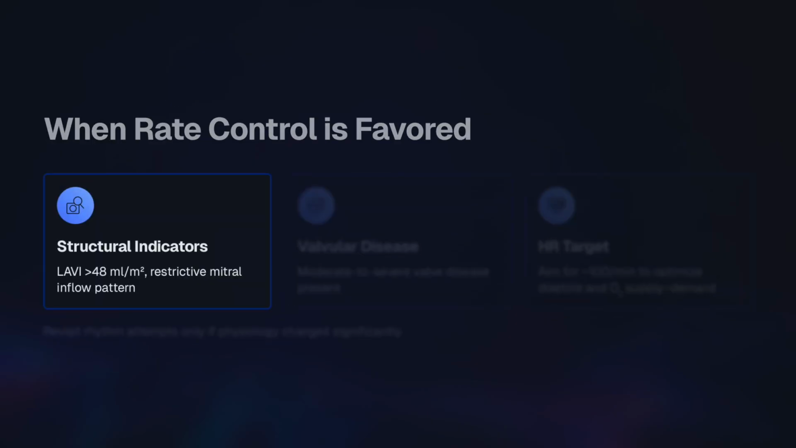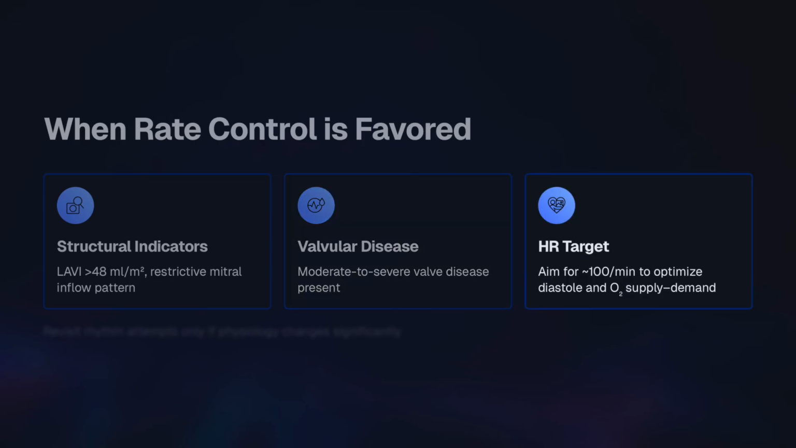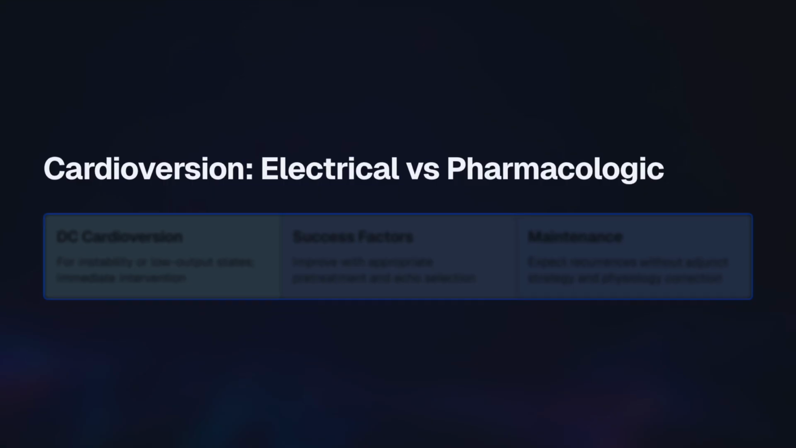And where will we prefer the rate control? Where there are structural indicators, that is LAVI is more than 48 and there is restrictive mitral inflow. Valvular diseases will be better with lower heart rates. And you target a heart rate of around 100 to optimize the diastole and the oxygen supply. Revisit the rhythm attempts only if the physiology changes significantly. Do not randomly go without a change in the physiology.